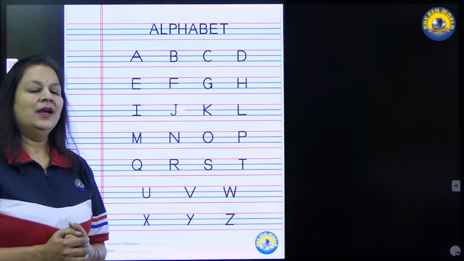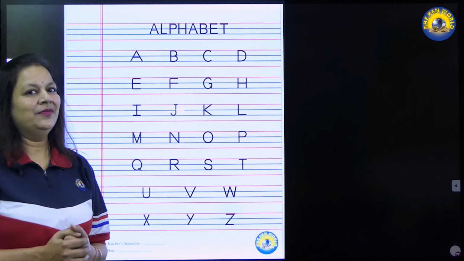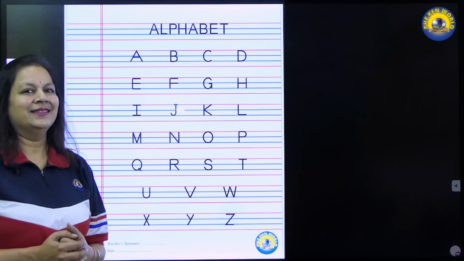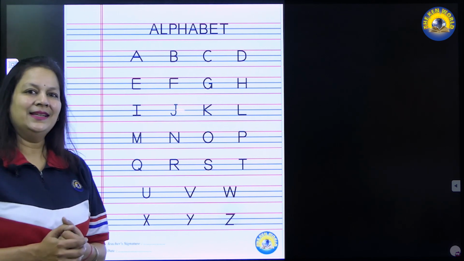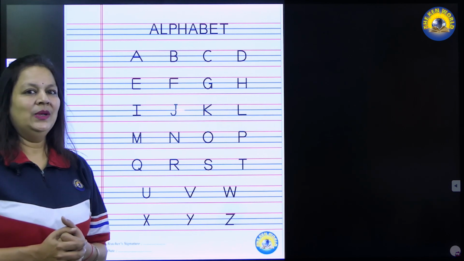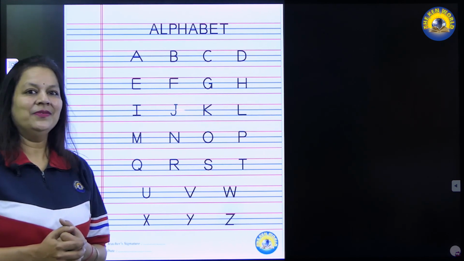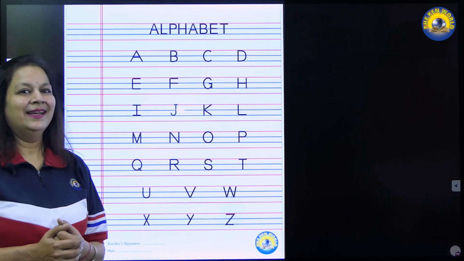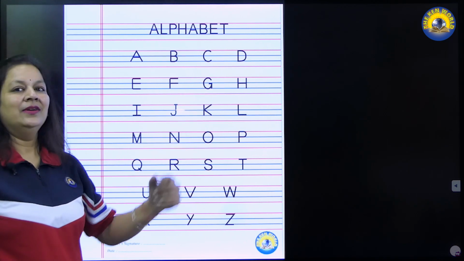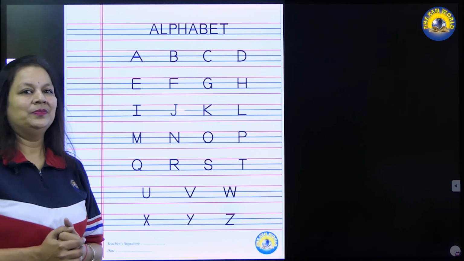Now tell me, how many letters are there in the alphabet? Correct! You all are geniuses! There are 26 letters in the alphabet. And today we have learned 25 sounds. Do you know why? Yes, because C and K have the same sound.